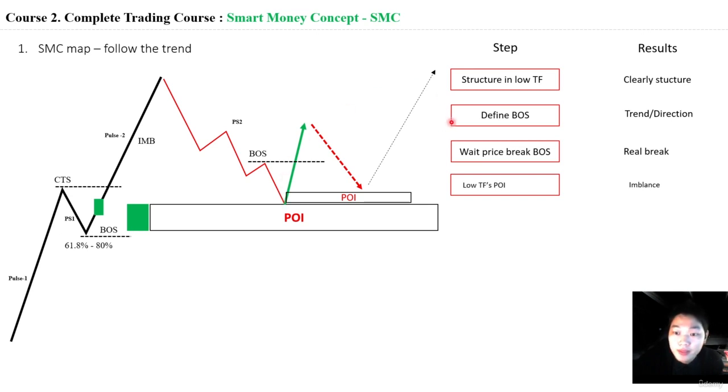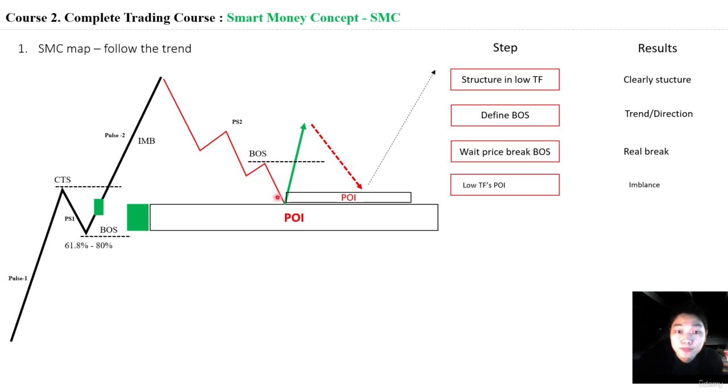The second step is to define the BOS of the pullback wave. For this simulation, you can see here is our BOS, and if price is still below this BOS, it means the trend of the pullback wave is still a down movement. It also means the pullback wave is still not finished or not ended. Therefore, the third step I'm looking for is when price breaks the BOS, and the result I want to have is a real break. What is a real break? You also learned in the pullback and breakout lesson.